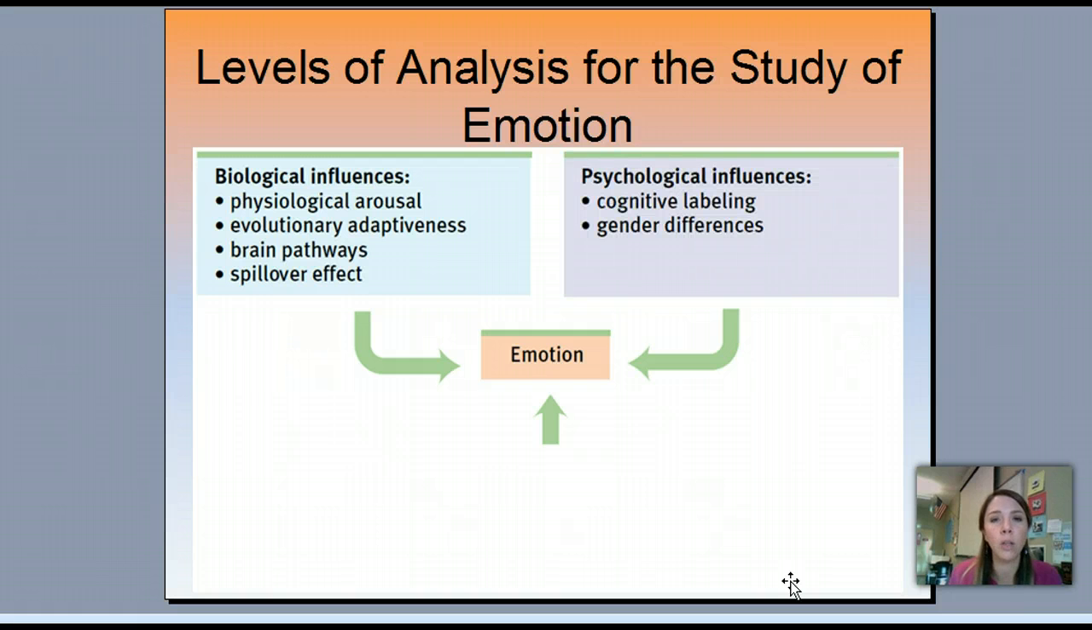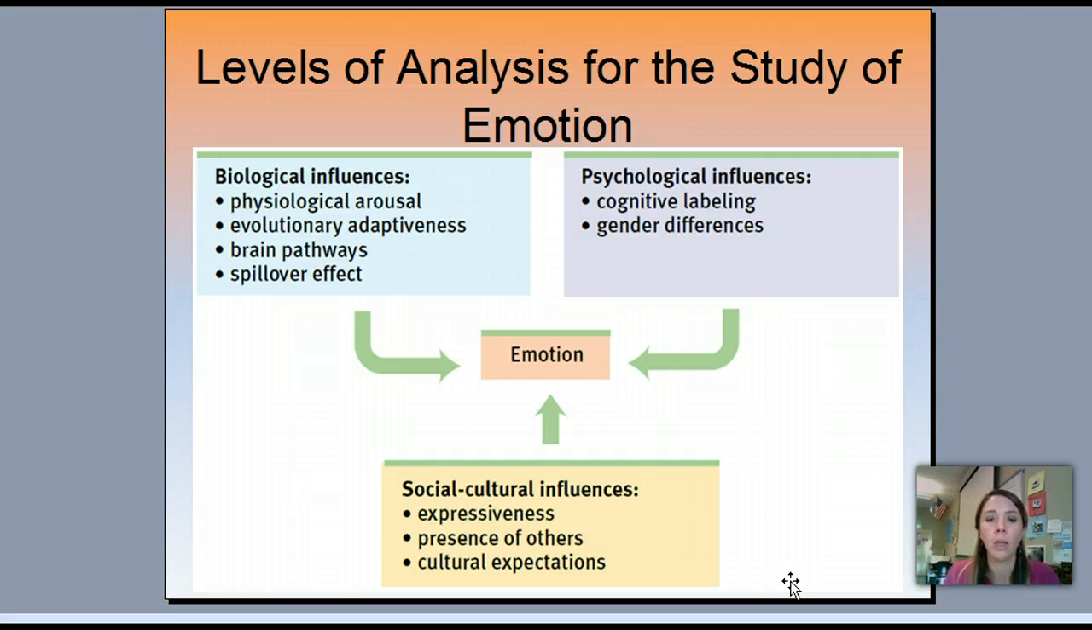The psychological influence then is going to be our cognitive labeling. I feel angry, I feel afraid, I feel happy, and then gender differences. So the difference between men and women. And then socially, cultural influences on emotion, expressiveness, so how much that emotion is being expressed, the presence of others often intensifies our emotions, and then the cultural expectation that might go along with whether or not you're allowed to feel emotions or express emotions.